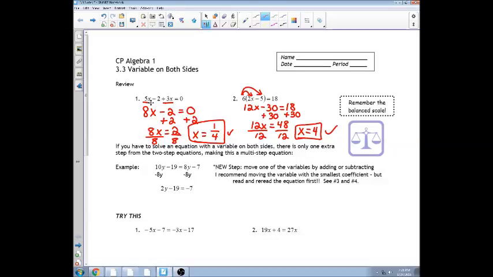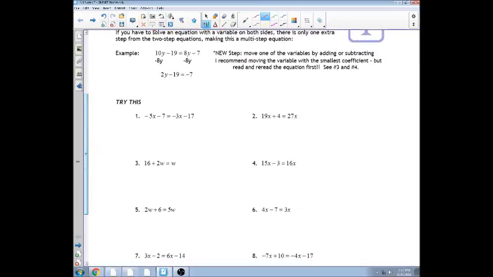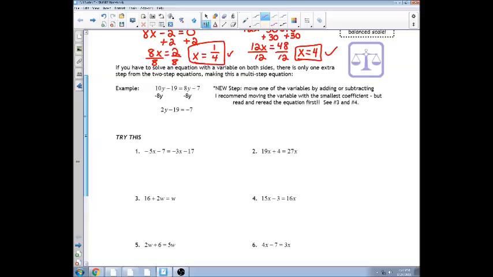Okay? If you have to solve an equation with a variable on both sides, there's only one extra step from the two-step equations, and that is making this a multi-step equation. The new step is to move one of the variables by adding or subtracting. I recommend moving the variable with the smallest coefficient, but read and reread the equation first. If you look at number 3 and 4, you will understand why. If I move the smallest coefficient, then you'll have some extra steps. We'll see how that works in a second.